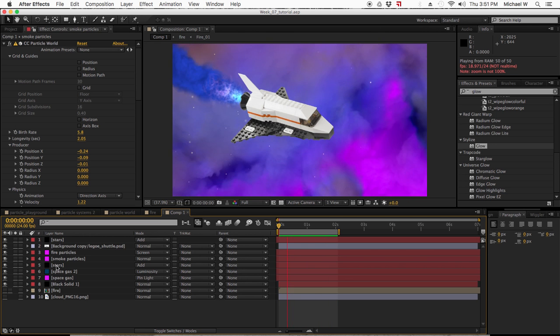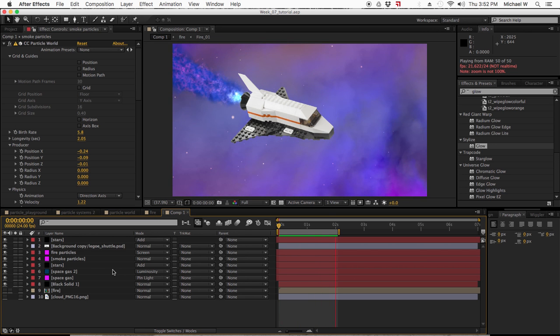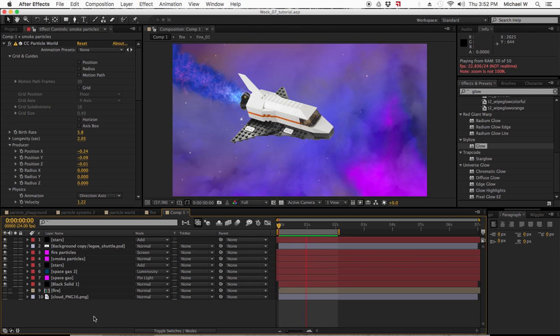The stars, I made two different layers of stars. There's some passing over the ship, some passing under the ship. And I've got two different types of gases with different blending modes going over a solid layer with a layer style gradient fill to help give this space-like effect.